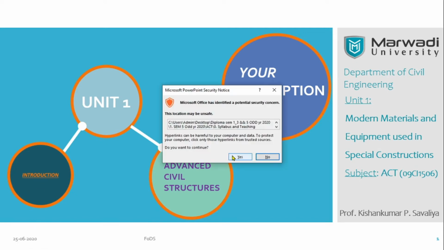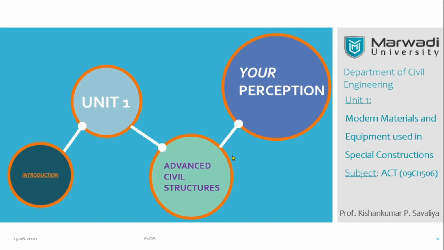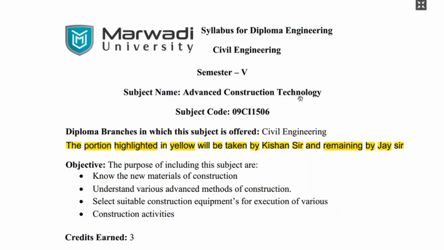Here we have the advanced construction technology subject. So in this syllabus, the portion highlighted in yellow color will be taken by me, and the remaining portion that is not highlighted in yellow will be taken by Jay sir. So see the objective of this subject that we have already discussed in our orientation program. So let us go through it briefly so that we will get some basic idea regarding the advanced construction technology subject.